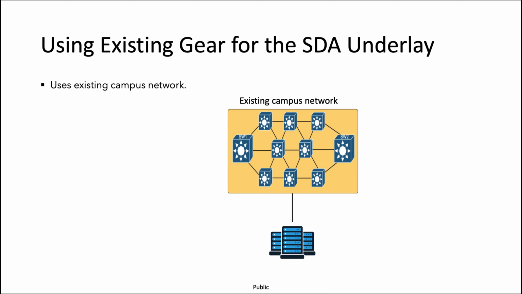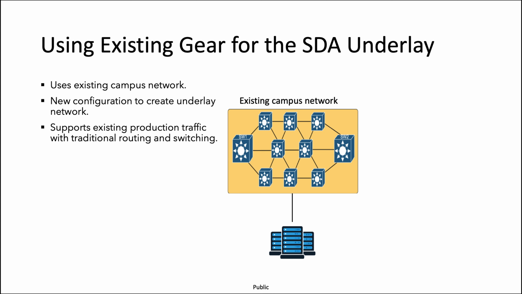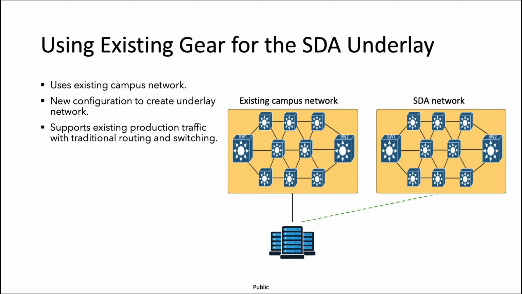Using existing gear for the SDA underlay, in this method, you use the existing campus network and add new configuration to create an underlay network while still supporting existing production traffic with traditional routing and switching. Alternatively, the company can also purchase new switches and build the SDA network without concern for harming existing traffic and migrate those endpoints to the new SDA network over time.